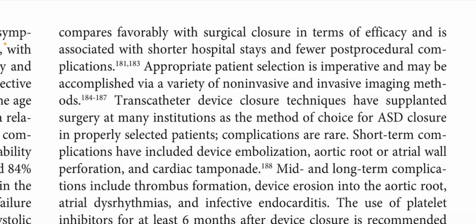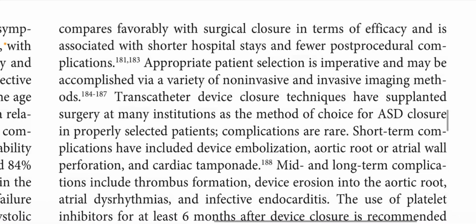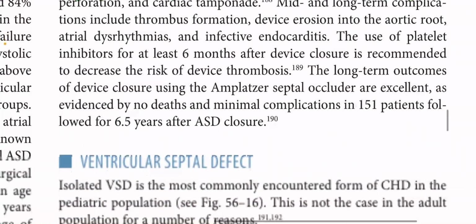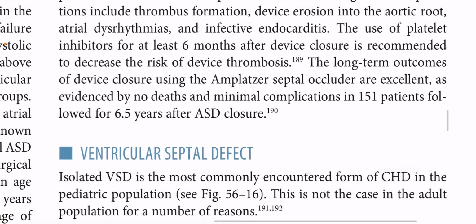Short-term complications have included device embolization, aortic root or atrial wall perforation, and cardiac tamponade. Mid and long-term complications include thrombus formation, device erosion into the aortic root, atrial dysrhythmias, and infective endocarditis. The use of platelet inhibitors for at least 6 months after device closure is recommended to decrease the risk of device thrombosis.